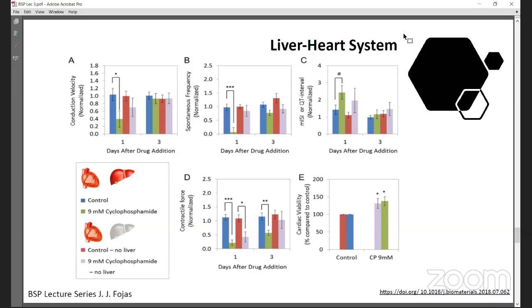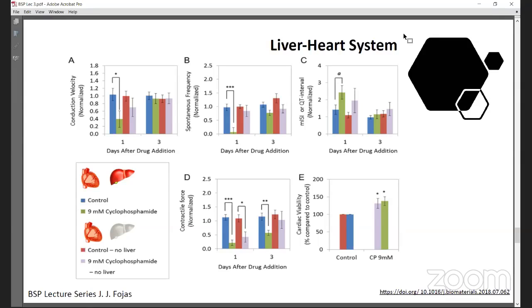So you can look at it from A, B, C, and D. That's the green. And then your cardiac conduction velocity, spontaneous beat frequency, and contractile force were strongly reduced within the first 24 hours after cyclophosphamide addition. This you can see as well in graphs A, B, and D. Then there is an increase in your MISI, indicating that you have a QT interval prolongation.